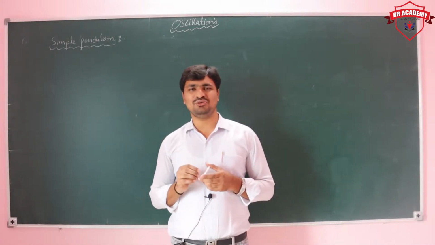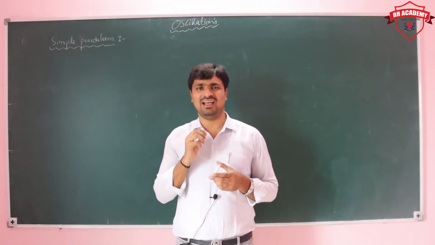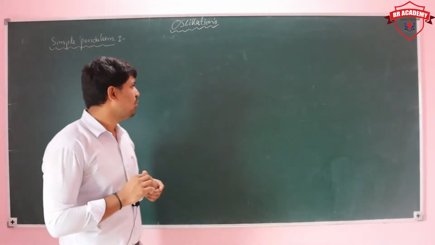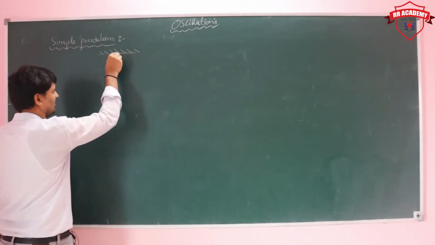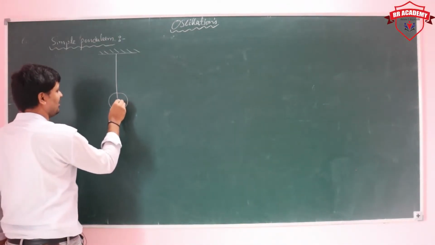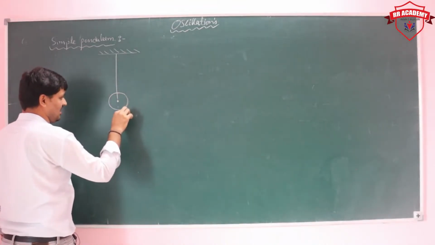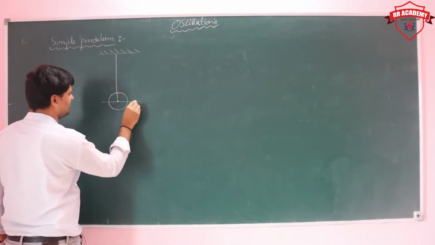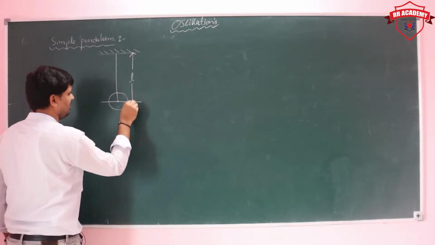The bob is attached to an inextensible string, meaning a string that is not able to extend, of length L. One end of the string is attached to a rigid support, and the other end of the string is attached to the bob. Then we can consider this as the length of the pendulum.